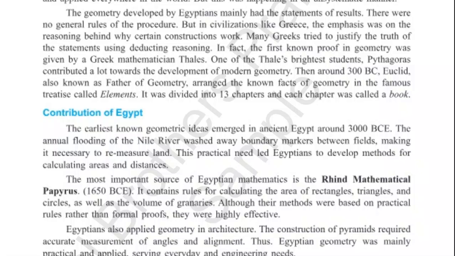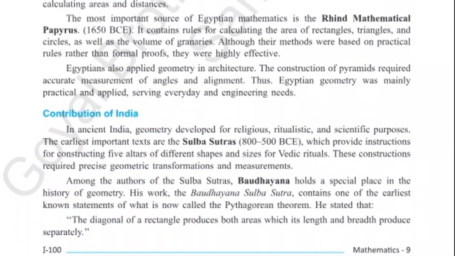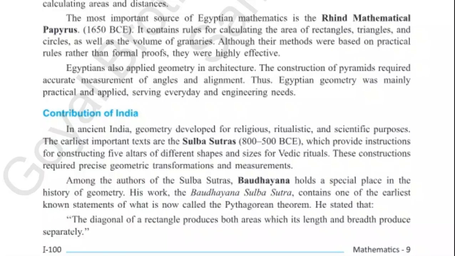Around 300 BC, Euclid, who is known as the father of geometry, contributed so many books together called Elements. It was divided into 13 chapters and each chapter was called a book. In India, geometry developed for religious, ritual and scientific purposes.